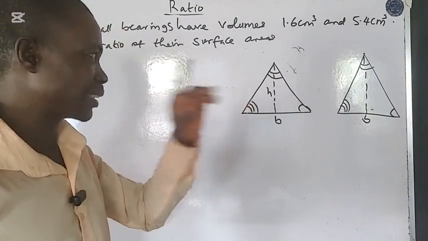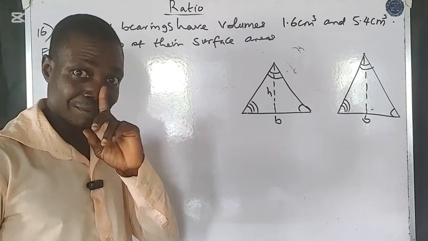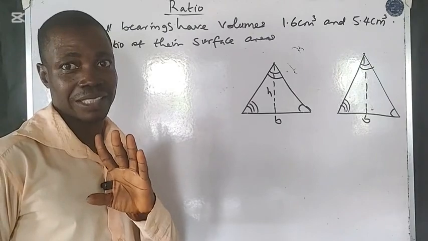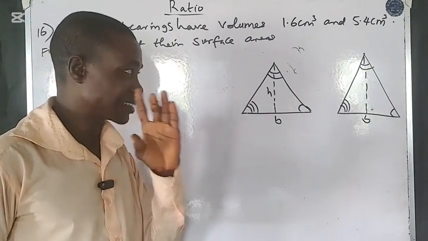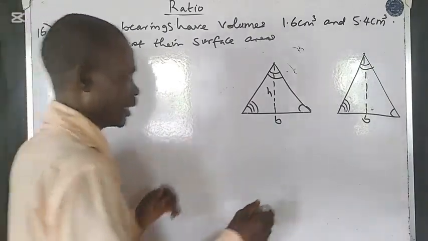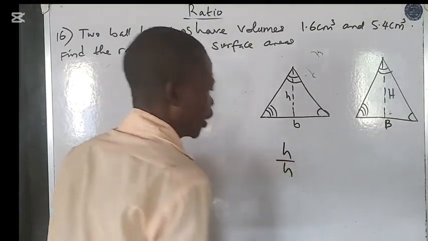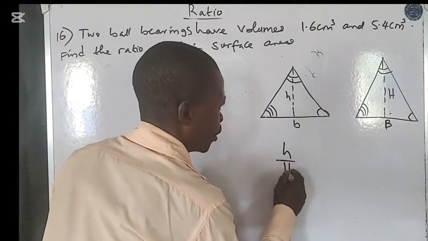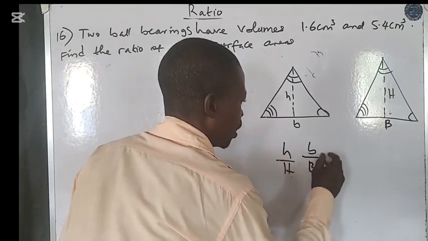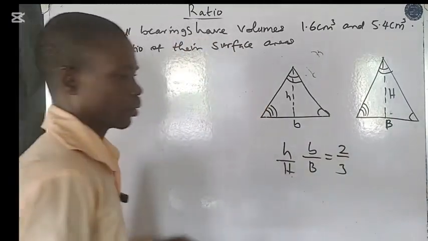And if they are two similar shapes, the corresponding sizes have the same ratio. What do I mean by that? Meaning that h over h, then b over b will give us the same value, maybe 2/3. Is that okay?